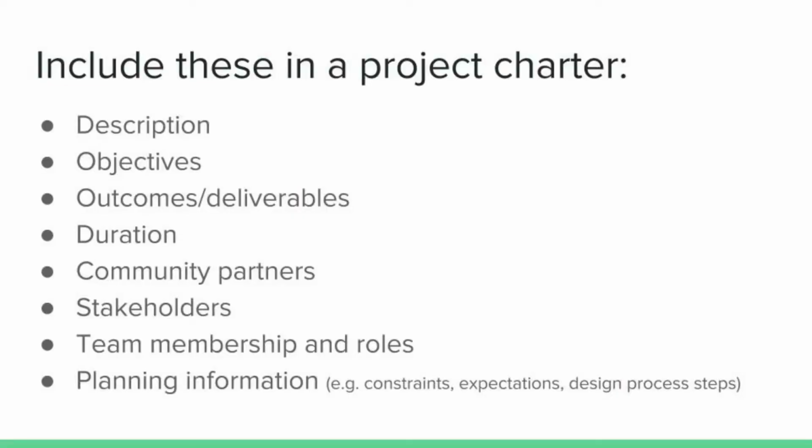So what do you want to exactly include in here? A description of your project, what its actual objectives are, what are the things that you have to deliver, what are the outcomes, whether they're reports, your final product, those kinds of things. How long do you have? When do these things occur? Who are your community partners? Who are you going to be working with? Your community partners, they'll be interested in seeing this document too, to make sure that both of you have the same expectations. There's going to be different stakeholders for your projects.